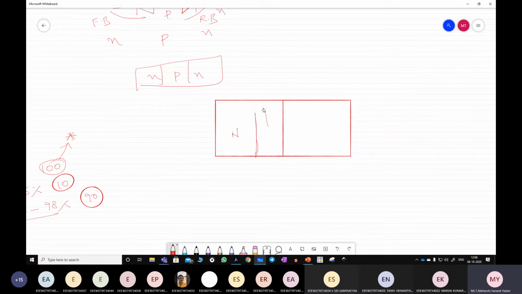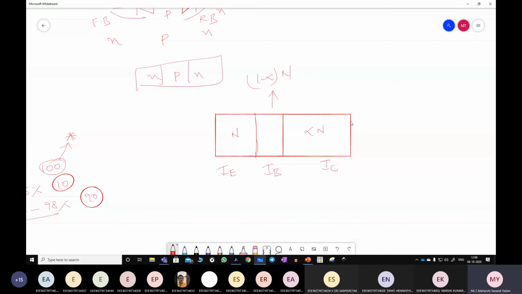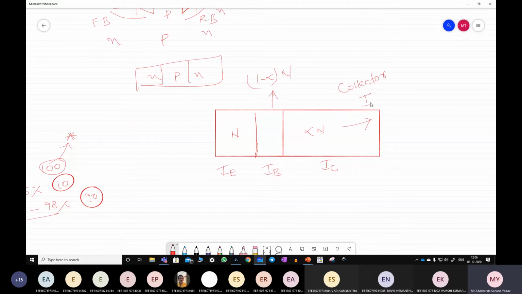This is N. This diagram is getting changed. So here this is nothing but 1 minus alpha into N, and here I'll get alpha into N. Here this is the emitter part, this is base, this is collector. My main intention is to see what is happening within the collector end, right or wrong? Yes. So I want collector current. Collector current is in the range of alpha N. So alpha into N, and N is nothing but IE. So alpha IE.